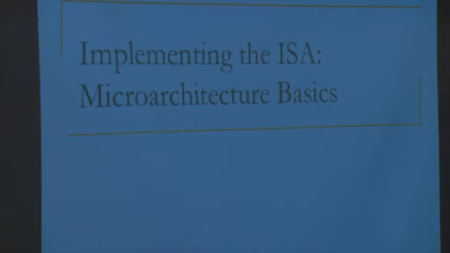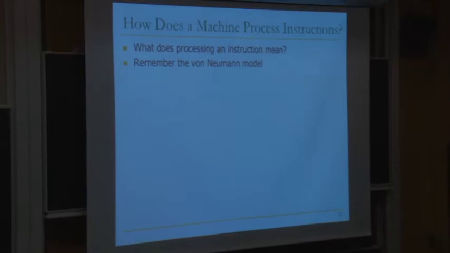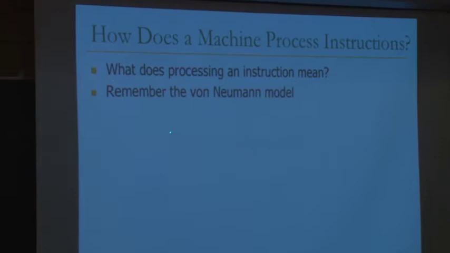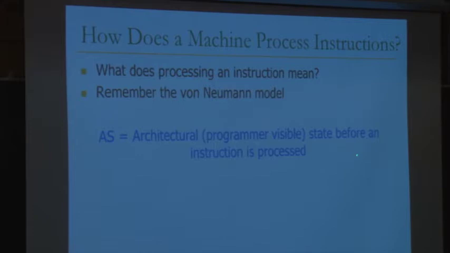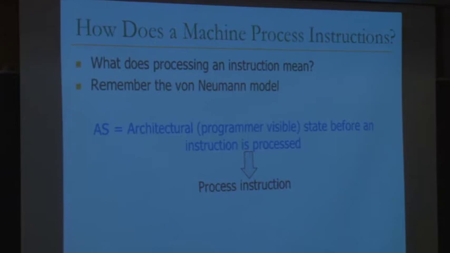And as you know, microarchitecture is an implementation of the ISA, right? Basically, we're asking the question, how does a machine process instructions? And what does processing an instruction mean? If you remember the von Neumann model, you have some state before an instruction is processed, and we called it the architectural or programmer visible state, right? And you process an instruction, and we've covered the steps, right?